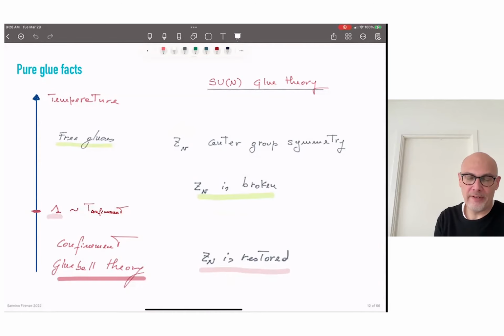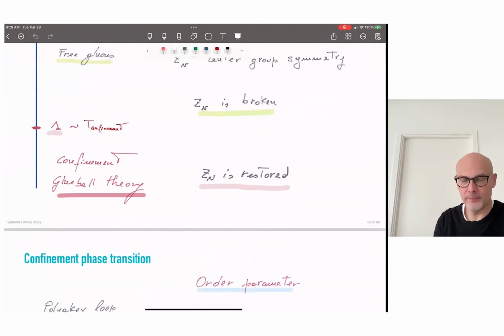And it effectively works as a way to consolidate our understanding of confinement. At very high temperature, you have free gluons. At very low temperature, you have a glueball theory. Lambda is some confining scale, which is also reflected in some temperature for confinement or deconfinement. Okay. Good. So this is a very good way to transcribe confinement into a symmetry property.